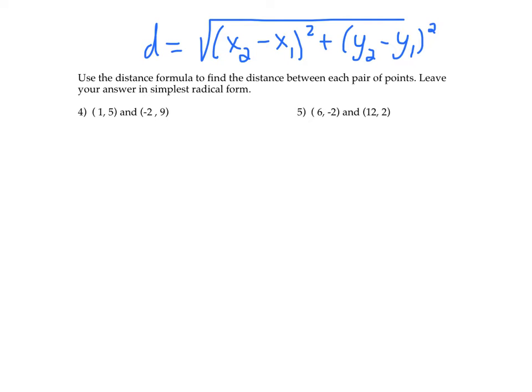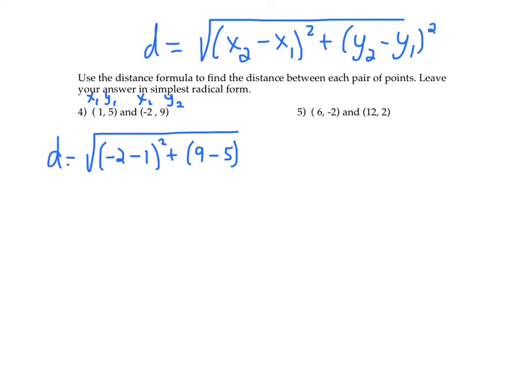So it doesn't matter which point you label as x1, y1. So I'm just going to choose this as our first point, x1, y1. And then this is our second point, so it'll be x2, y2. Okay, so we're going to write d equals the square root, and then we just plug in our points. So negative 2 goes in first, negative 2 minus our x1, which is 1, close those parentheses, square it, plus y2 is 9, minus y1, which is 5.